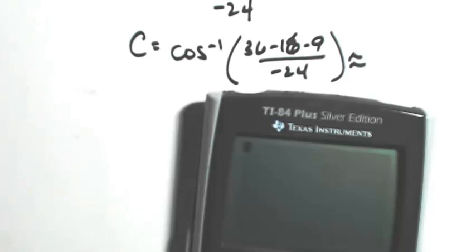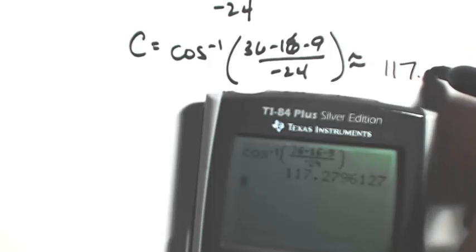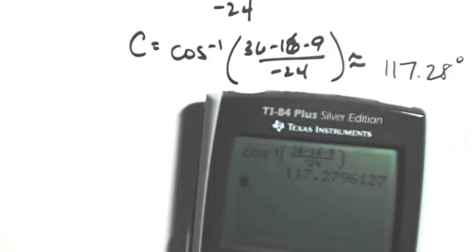Okay, so on the calculator, make sure you have degree mode. So inverse cosine of 36 minus 16 minus 9 over the negative 24. It's going to be about 117.28 degrees.